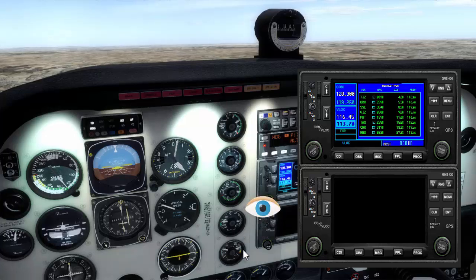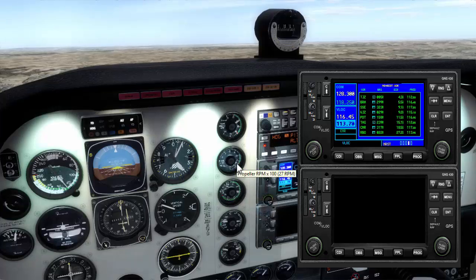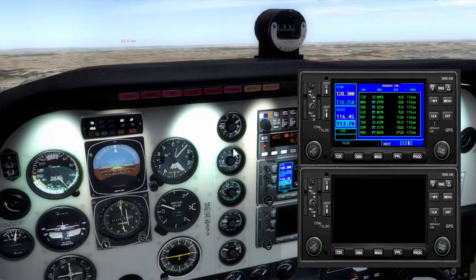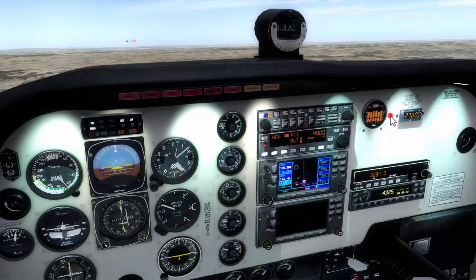So basically we are following real procedures right now, and we are following the standard instrumental departure. Also we are checking our instruments. Our manifold pressure value is 20, that is very normal, okay. We are ascending.